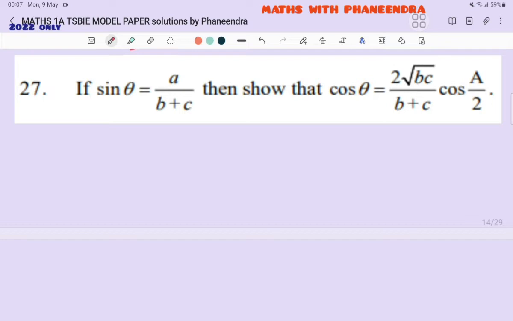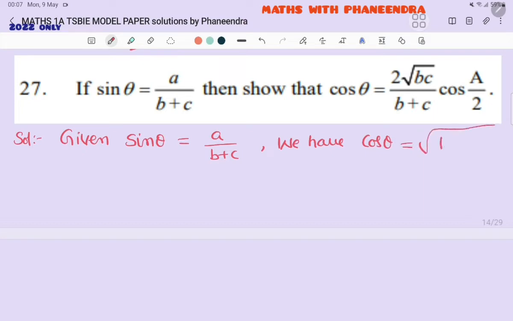Section B questions. Like these, 3 questions are there in the textbook and examples, so 1 question is compulsory, guaranteed from this type of question. Given sin theta equal to A by B plus C, show that cos theta equals something. So sin theta is there, meaning obviously you can calculate the cos theta value. So we have cos theta equal to root of 1 minus sin square theta.